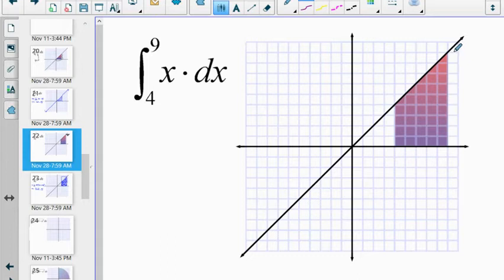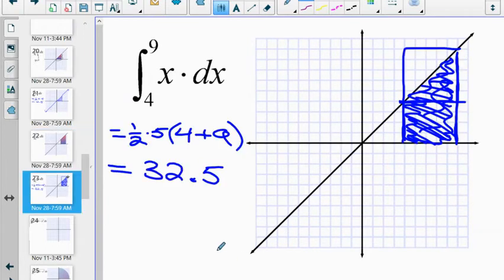Let's just find the area of a trapezoid, 1/2 of the height times the sum of the bases. Now, some people maybe don't remember that. There's a formula we could use. And then some people will say, well, let's take this rectangle and take away this triangle. And that'll give us that same area. Either way, in this case, I do remember the formula for the area of a trapezoid, so that's what I did. 1/2 times the height of the trapezoid times the sum of the bases to get the integral from 4 to 9 of x dx equals 32.5.